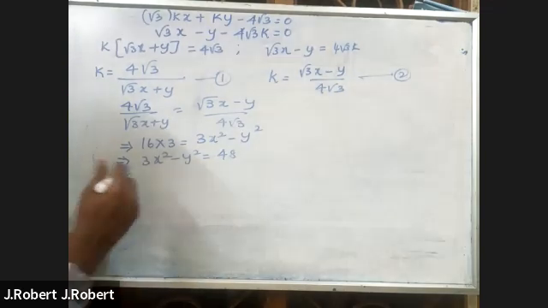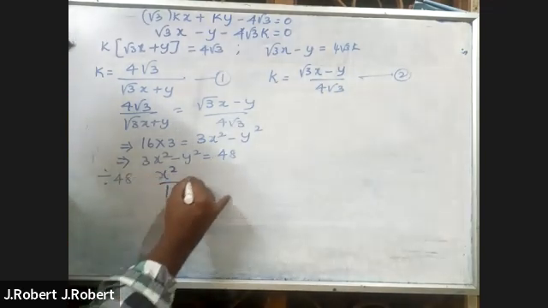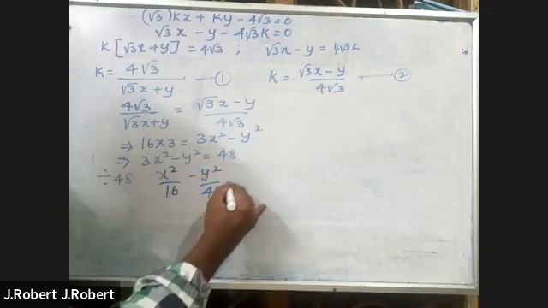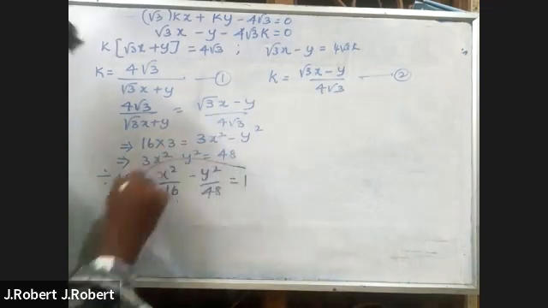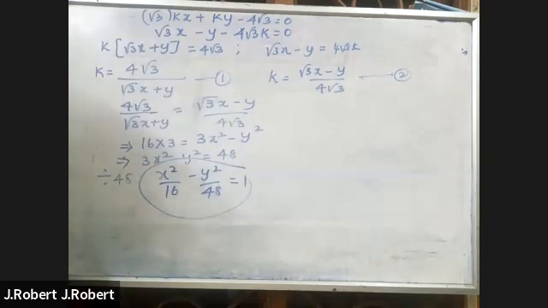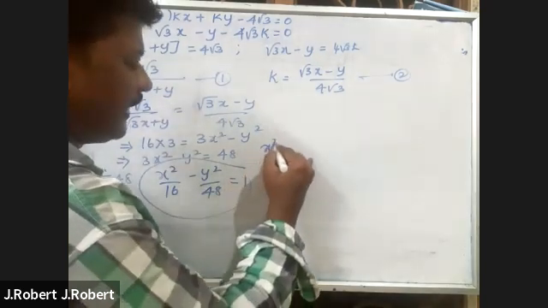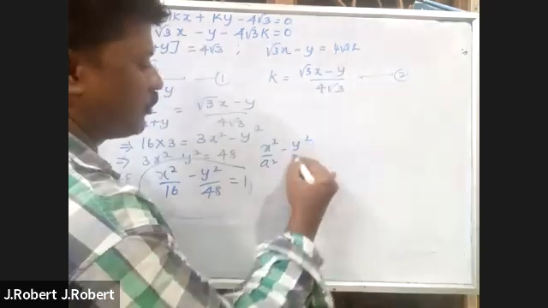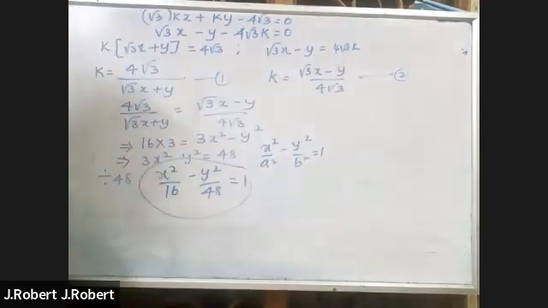Okay, 48. x square divided by 16 minus y square by 48 is equals to what? Can anyone tell me what type this is? Which conic is it? This is of the form x square by a square minus y square by b square equals to 1. Hyperbola, sir. Very good. Hyperbola. For a hyperbola, what is the eccentricity?